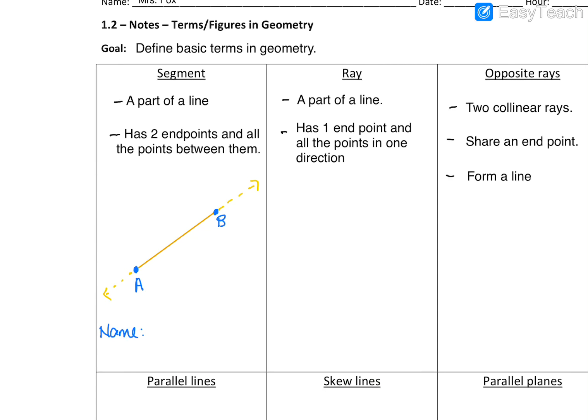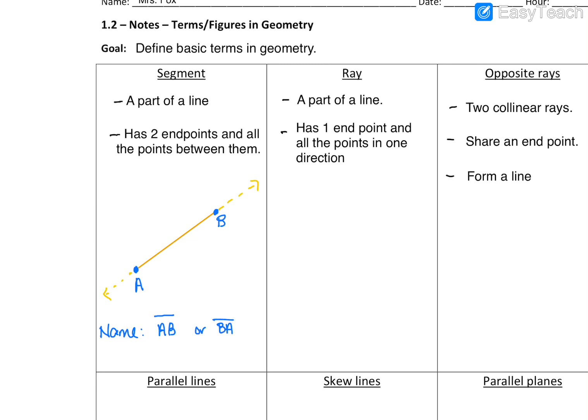is very similar to how we name a line. Now, you may have noticed I was very picky and kept saying make sure you put the line with the arrows above it, because if it doesn't have the arrows, we're actually talking about the segment that is between points A and B. If you were to name this as segment BA, that is completely fine too. It does not matter which letter comes first, A or B, B or A. So that is talking about that orange segment in between A and B.